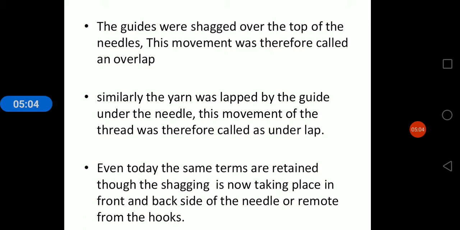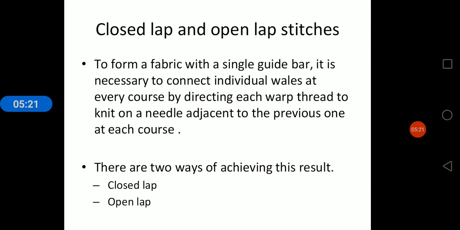Similarly, the yarn was lapped by the guide under the needle. This movement of the thread was therefore called the underlap. Even today, the same terms are retained, though the shogging now takes place in front and at the back of the needle, or away from the hooks.